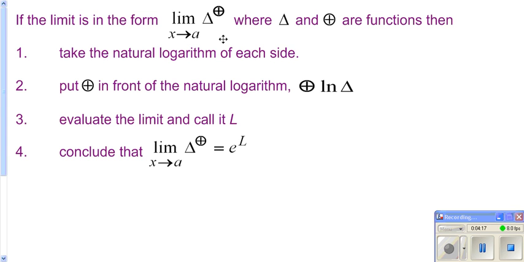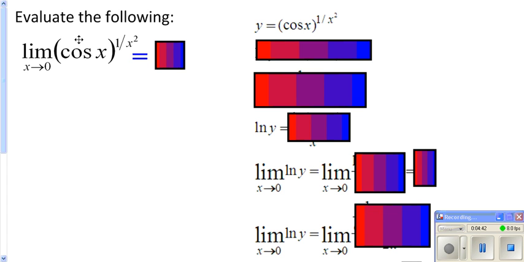Now, if you're trying to take a limit of an expression raised to a power, where you have a variable up there, you're going to want to go ahead and use logarithms to help you out. Basically, you're going to take the natural log of each side, take your exponent, put it down in front of your log, work it out using L'Hopital's rule, and then just at the end have to remember to undo your log. So here we have an expression raised to a power.